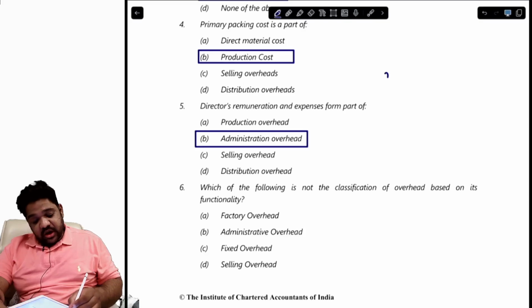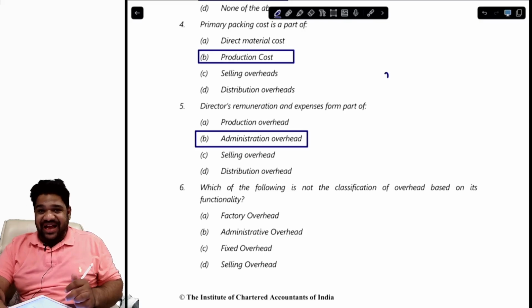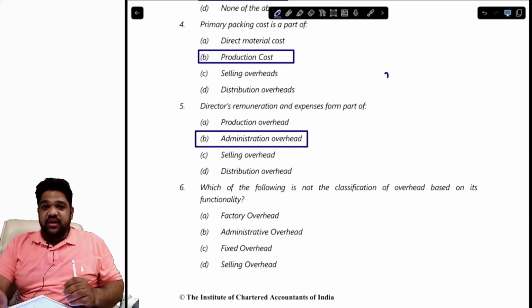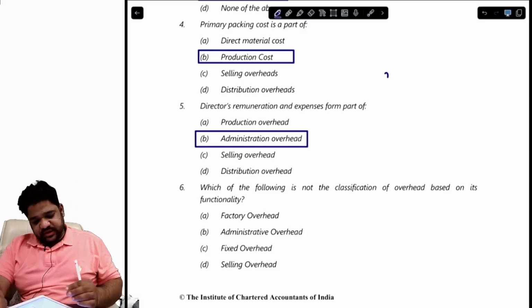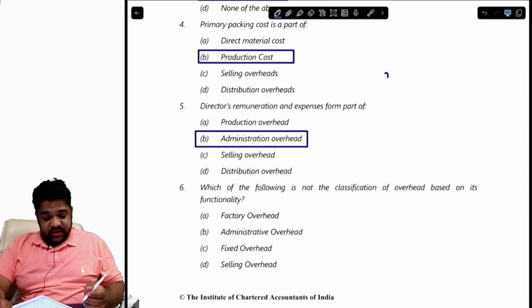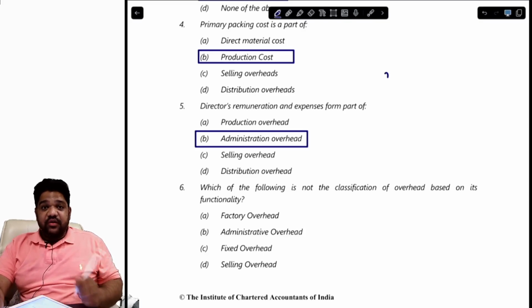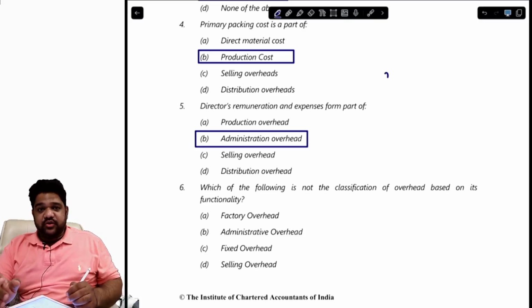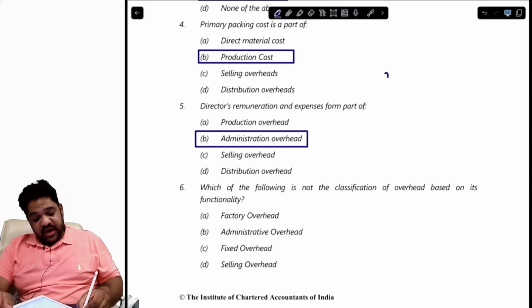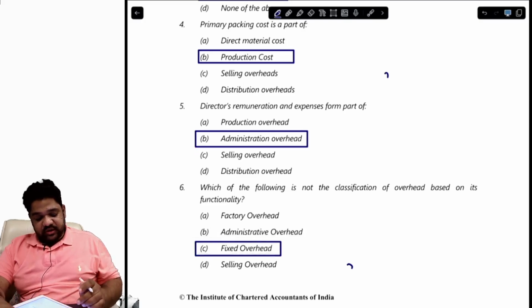But okay. Which of the following is not the classification of overhead based on its functionality? Functionality means the functions that an organization performs. So it could be production, it could be sales, it could be distribution, manufacture, HR, etc. So you have factory overhead. So factory overhead is a function. Admin overhead is a function. Fixed overhead is a variability element. So whether it is fixed or not is variability. And then you have selling overhead. Selling overhead is also a function. So this one is what you will have.